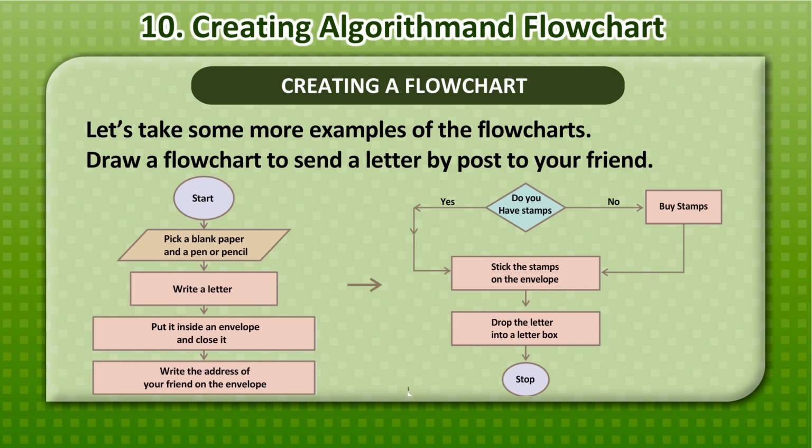Let's take some more examples of flowcharts. Draw a flowchart to send a letter by post to your friend. Start. Pick a blank paper and a pen or pencil. Write letter. Put it inside an envelope and close it. Write the address of your friend on the envelope. Do you have stamps? Yes. Stick the stamps on the envelope. Do you have stamps? No. Buy stamps. Stick the stamps on the envelope. Drop the letter into a letterbox.